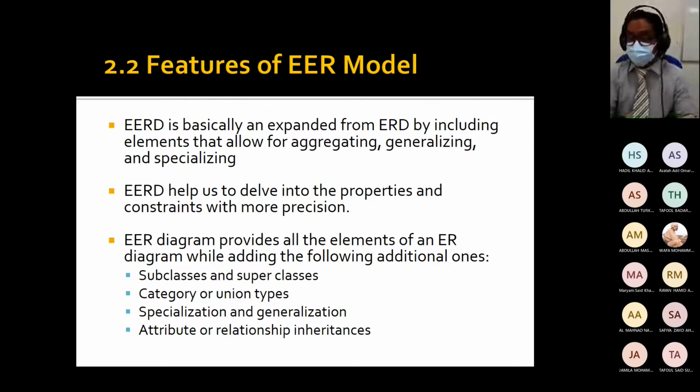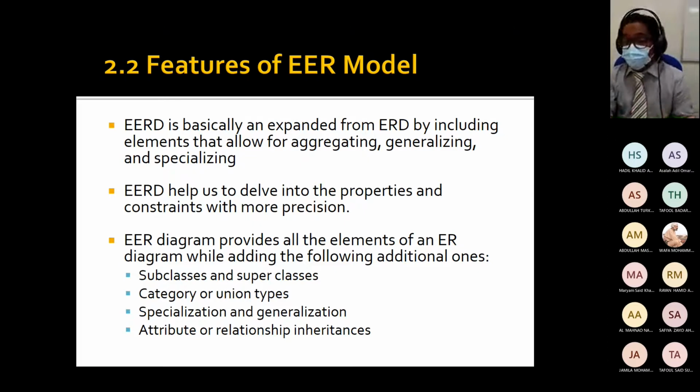These terms are a bit difficult if you don't know the meaning of aggregating, generalizing, and specializing. Aggregation is like you're taking some formula, you're taking the sum, you're taking the average, right? You're counting something like that. So that is possible not in ERD, but in EERD, because basically it's just an expanded version of ERD.